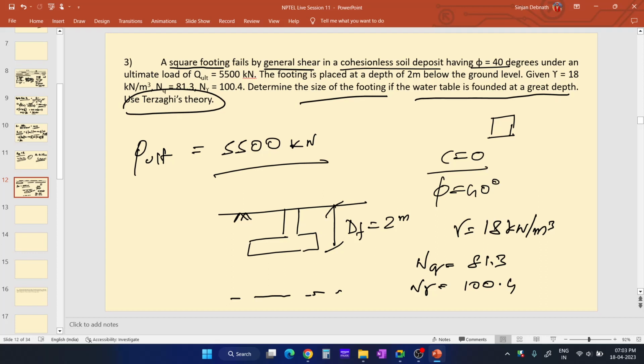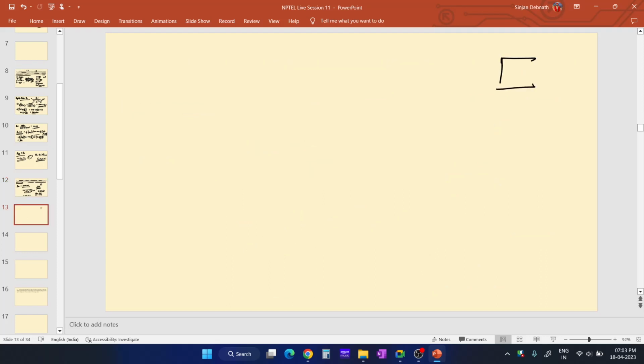Suppose we have been asked to find the size of the footing, and it is a square footing. If this is the plan of the footing, and one side of the footing is B meters, then the footing is B cross B.